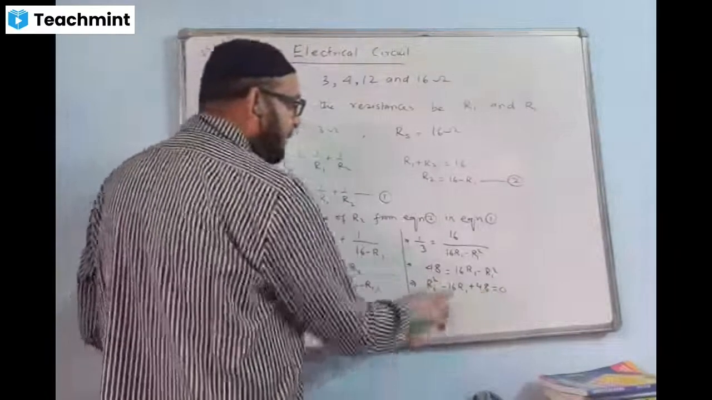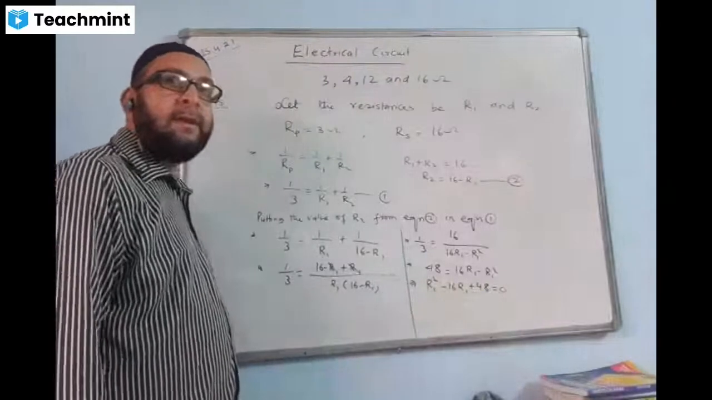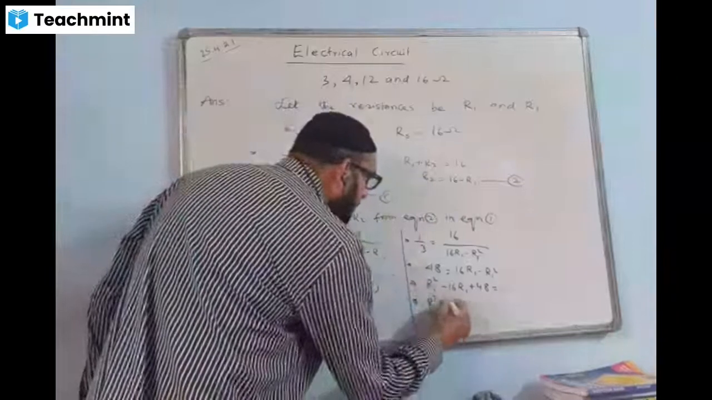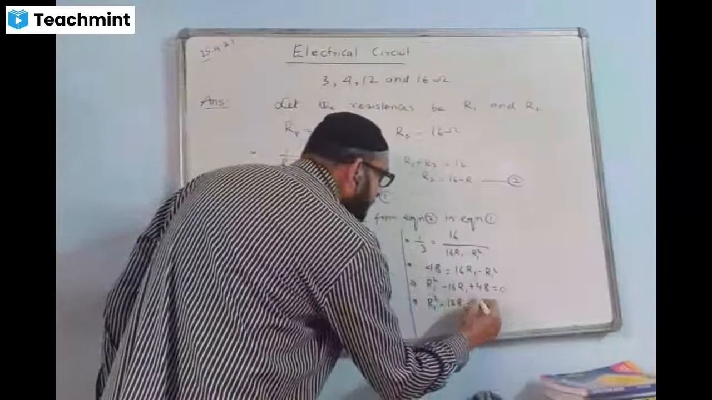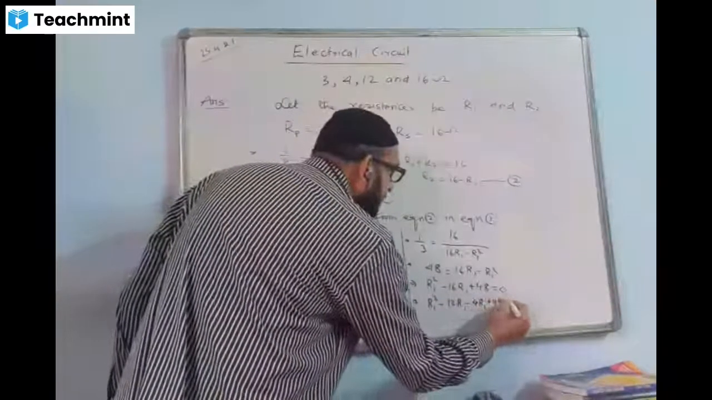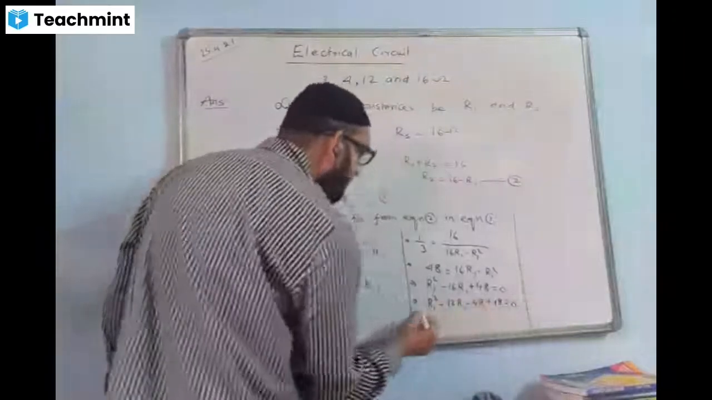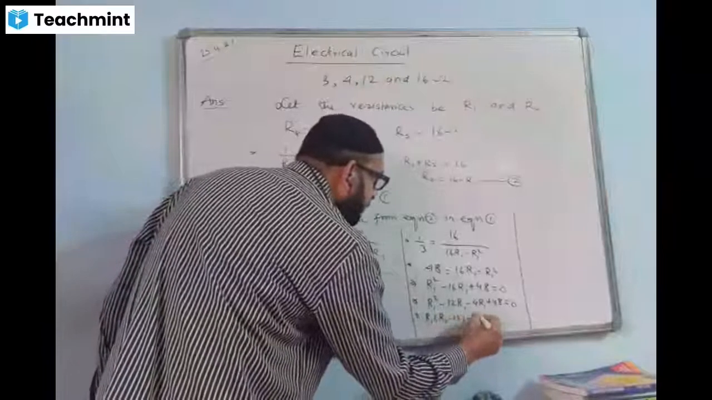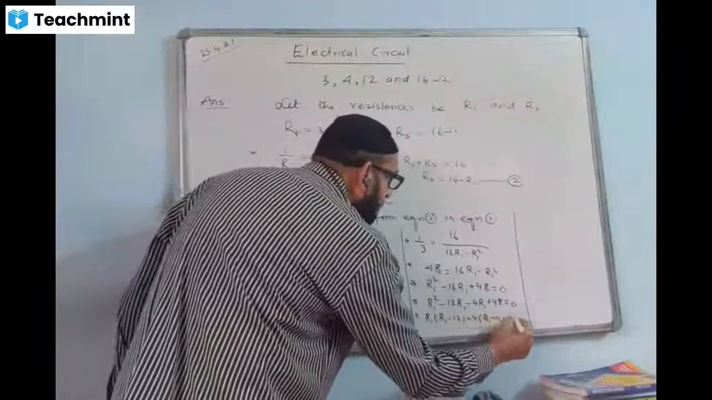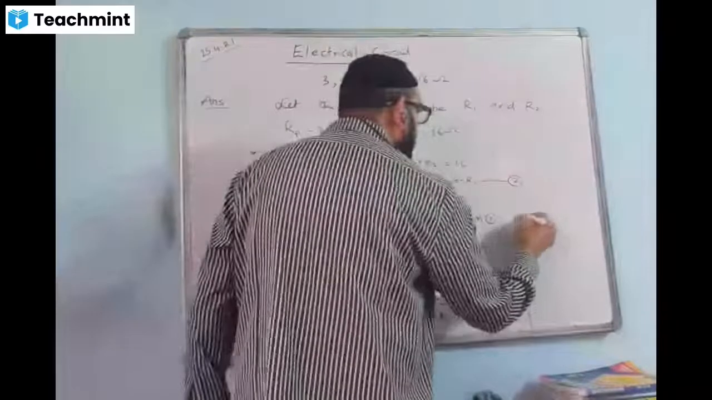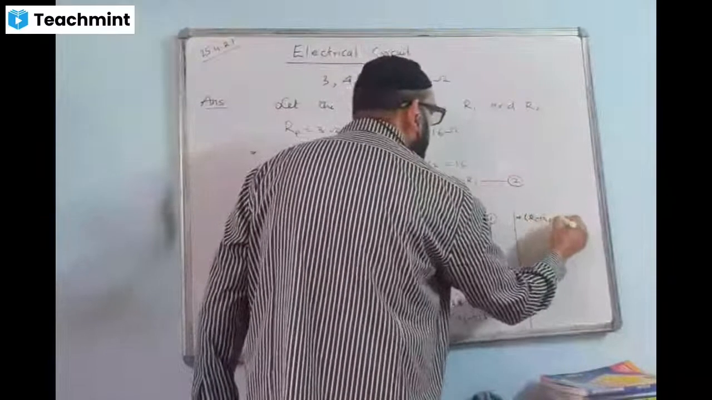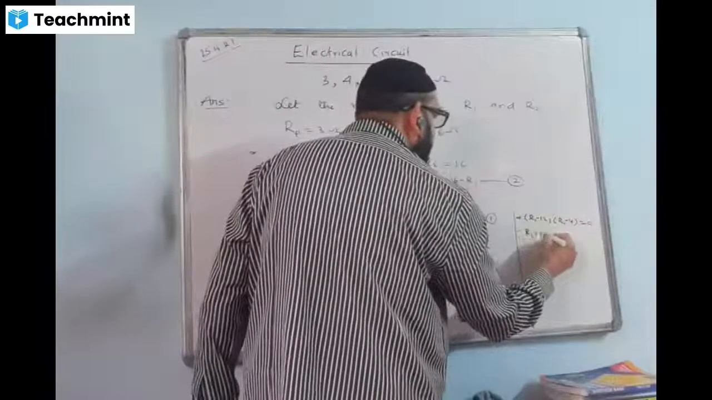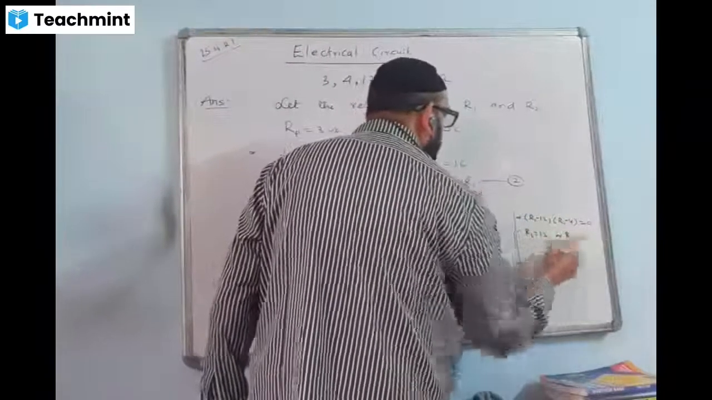48 will break in 12 and 4 to get 16. R1 square minus 12 R1 minus 4 R1 plus 48 equals 0. Middle term breaking: R1 is common, you get R1 minus 12, and minus 4 common, you get R1 minus 12 equal to 0. We take R1 minus 12 common: R1 minus 12 and R1 minus 4 equal to 0. Therefore, we have two answers: R1 is 12 or R1 is 4.